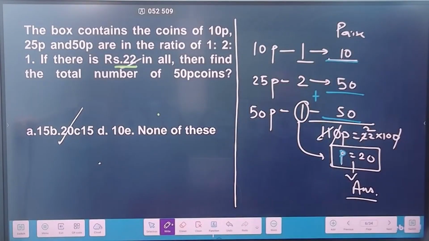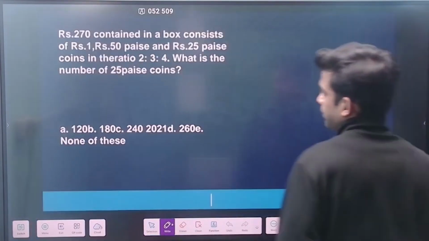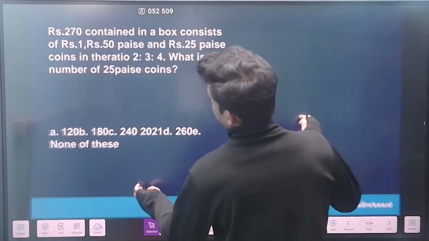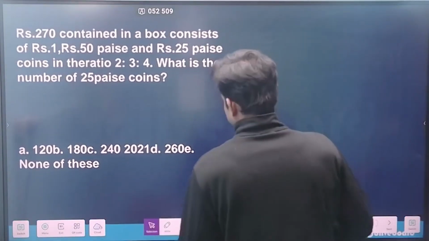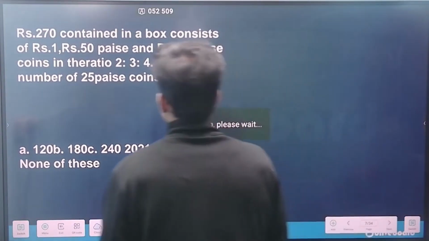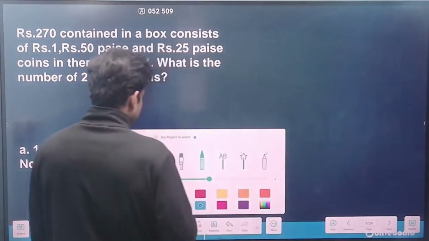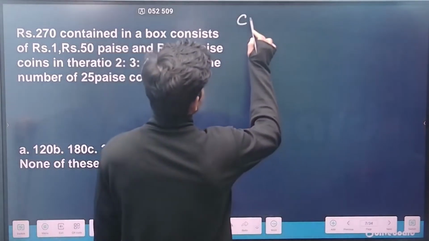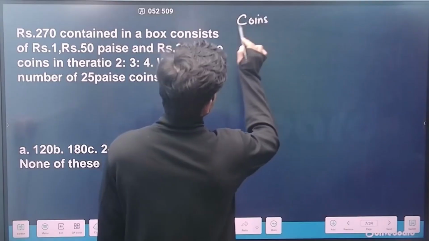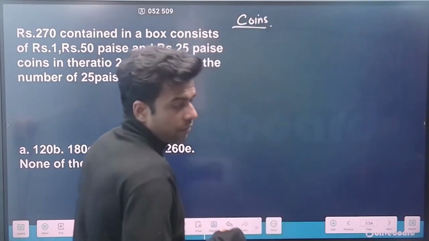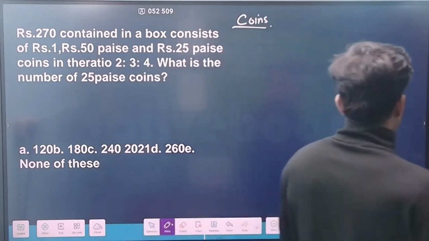I hope you guys have understood. Let us solve the next question. See guys, in ratios the question can also come from coins. So this is basically a coin based question. Let me give you the options.